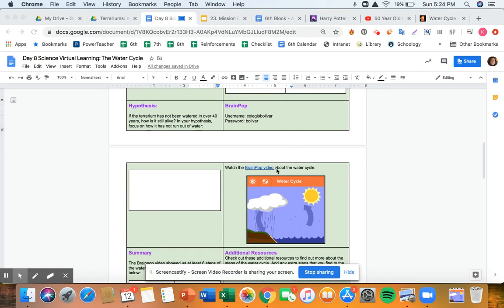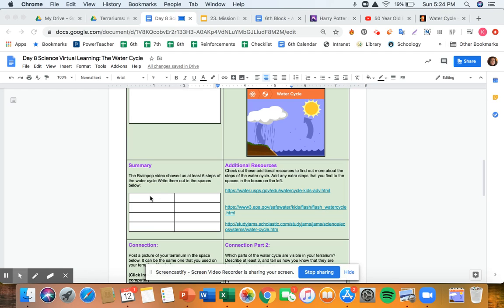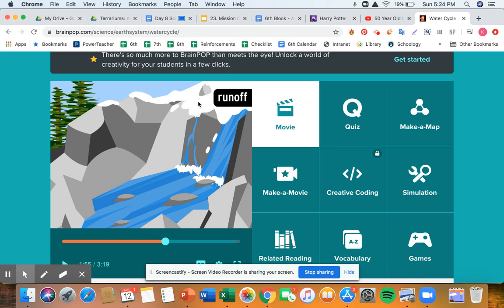Next, you're going to go over to BrainPop and watch the BrainPop video about the water cycle. Here's the username and password here. Watch that video, and as you're watching, you're going to write down the 6 steps of the water cycle that they talk about in the video. So here's a hint. You'll find them in the corners. They're in black, but not everything in black is a step of the water cycle.